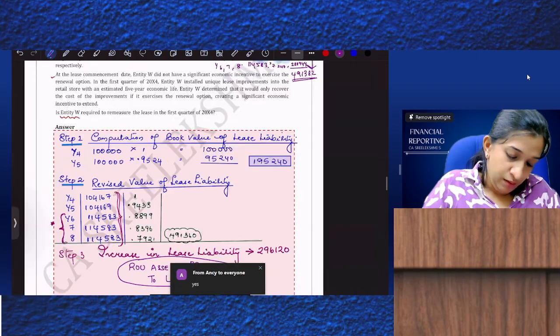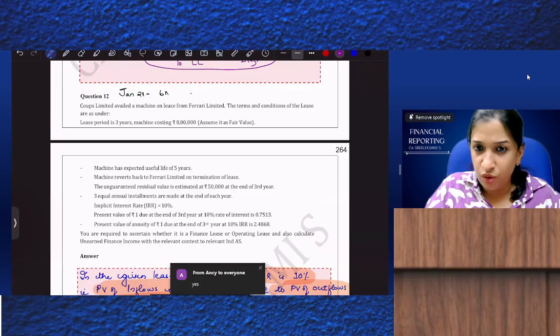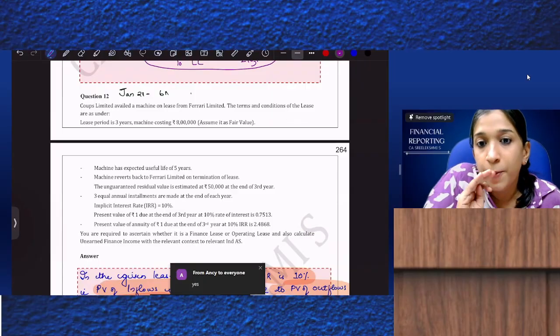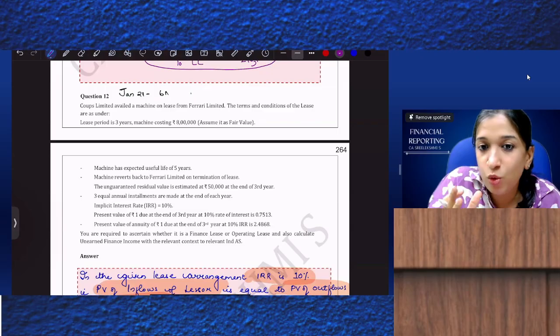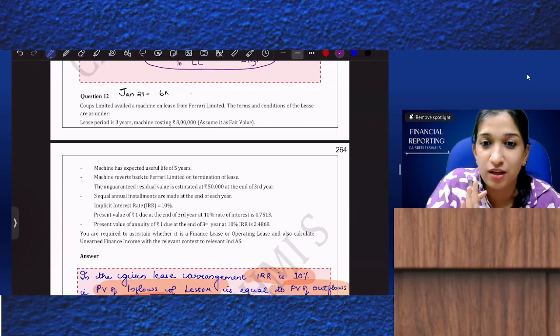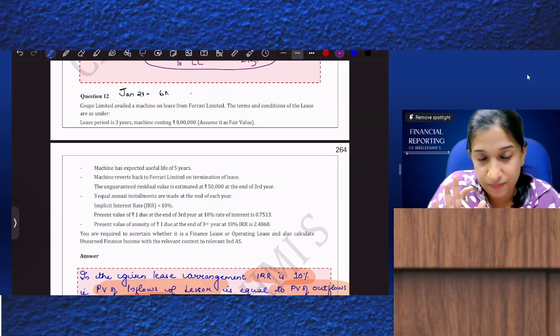Okay. So remeasurement, when do you go for the original rate? Only if the lease payment amount changed or the residual value guarantee changed, then original. Or else you should go for revised. Term and purchase option changed, revised. Lease modification, always revised. Okay.